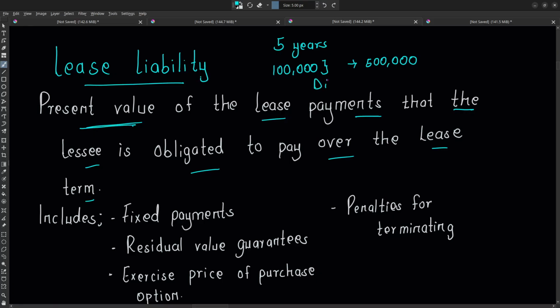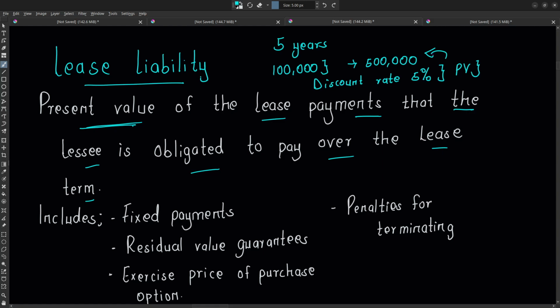So we have, for example, a discount rate of 5%. Okay, so given that, you will be able to calculate the present value of this 500,000. If you are looking at the lease liability for this first year, you have to look at the present value of these future payments till the end of that term. And so you'll have to calculate that present value.